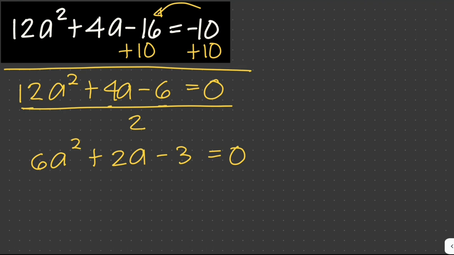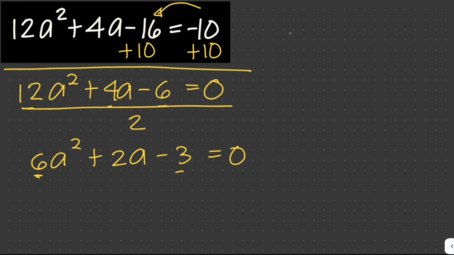Okay, let's check if we can factor this. We look for factors of 3 that when we multiply them would equal negative 3, and when we add them would equal positive 2. The only factors of 3 are 1 and 3. But we have 6 here as the coefficient of our first term. So that means this equation cannot be factored. Therefore, we can use the quadratic formula for this.